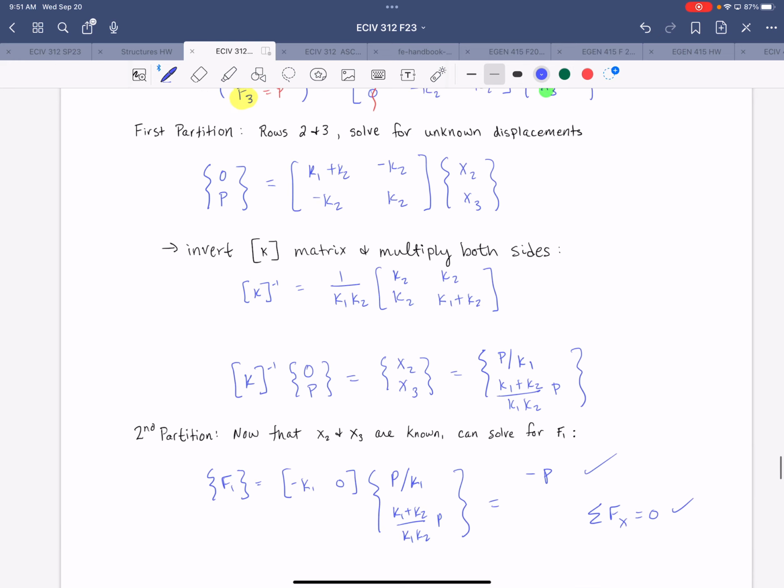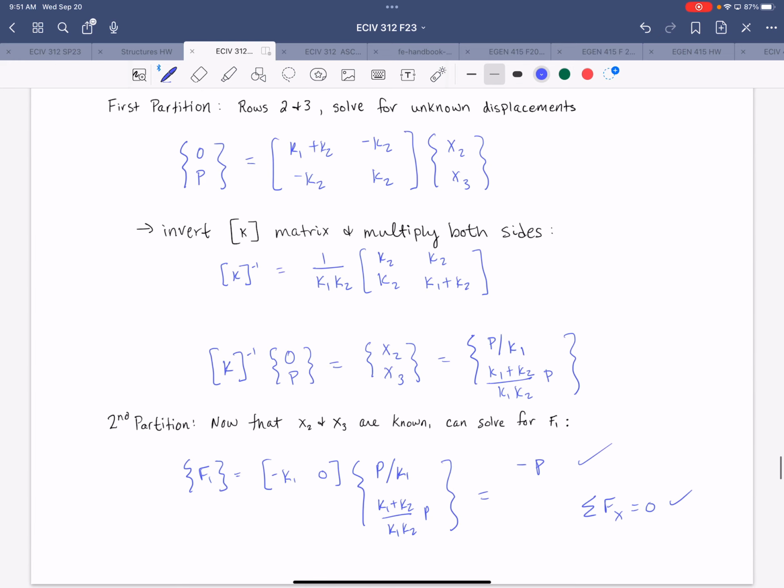All right, any questions? So moving forward, the good news is I'm not going to give you any problems with linear springs, so you don't have to deal with the K1, K2 nonsense. We're going to be looking at axial bars, so everything will be in terms of A, E, and L.